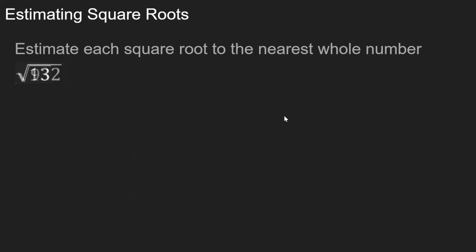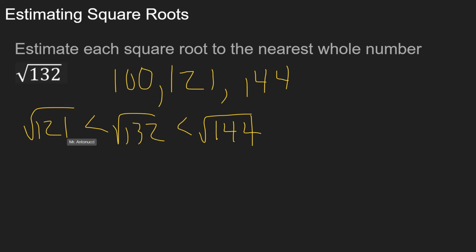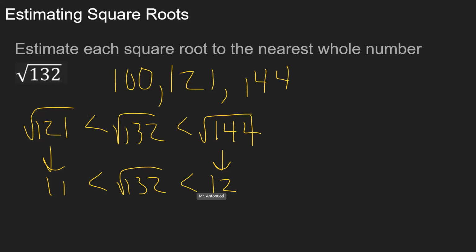All right. One more, square root of 132. Now I know that 100 is a perfect square of 10. 11 would be 121, and the perfect square of 12 is 144. So I know that the square root of 132 is between the square root of 144 and the square root of 121. Now 121 is a perfect square of 11. 144 is a perfect square of 12. So I know that the square root of 132 is between 11 and 12.